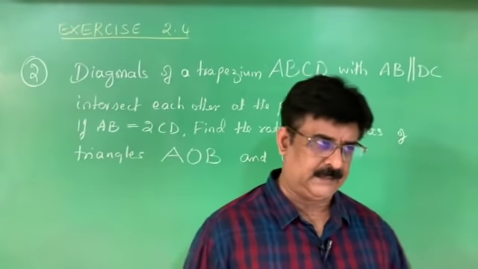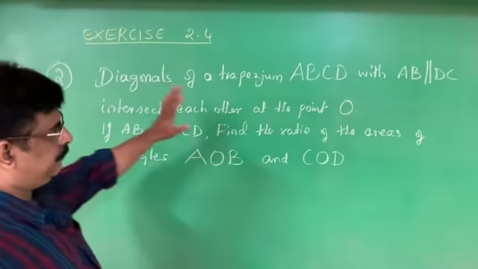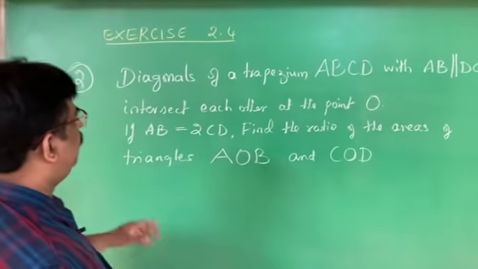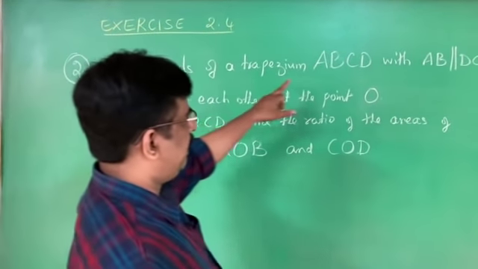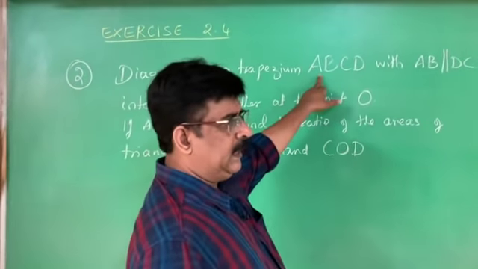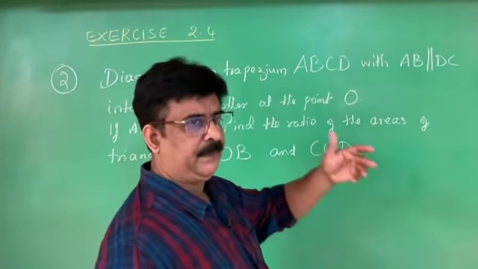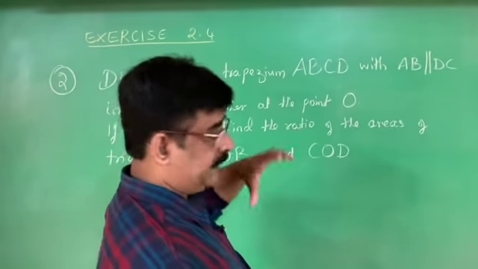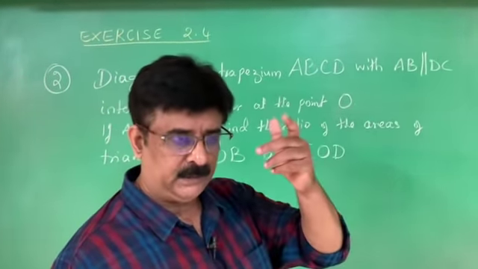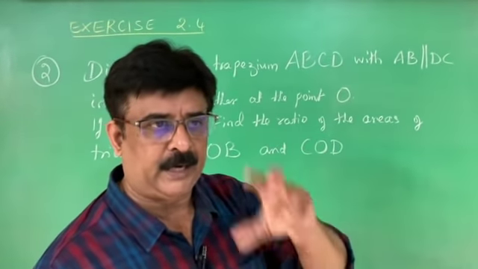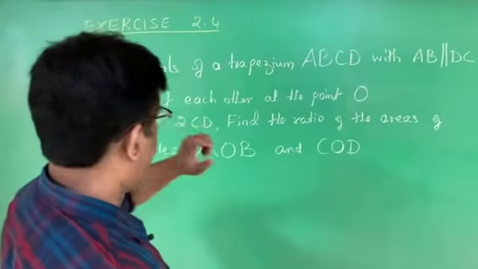Problem of the exercise. Very important problem. Many number of times this problem is repeated in the public examination. The problem is like this. Diagonals of a trapezium ABCD. Once I told you, in triangles, always they give the problem based on trapezium and parallelogram. By that, what is happening? It becomes an application type of problem, because in the trapezium and parallelogram you have to identify the similar triangles. That is the idea of setting a question.